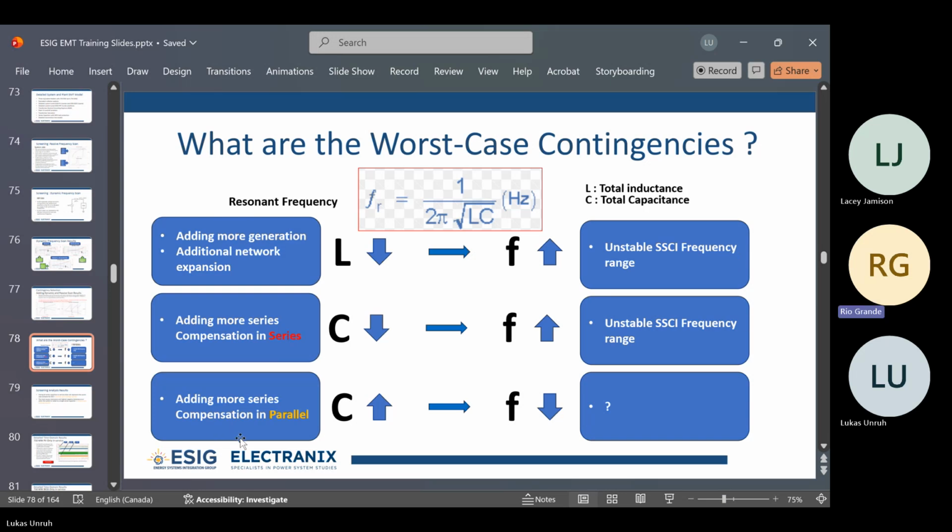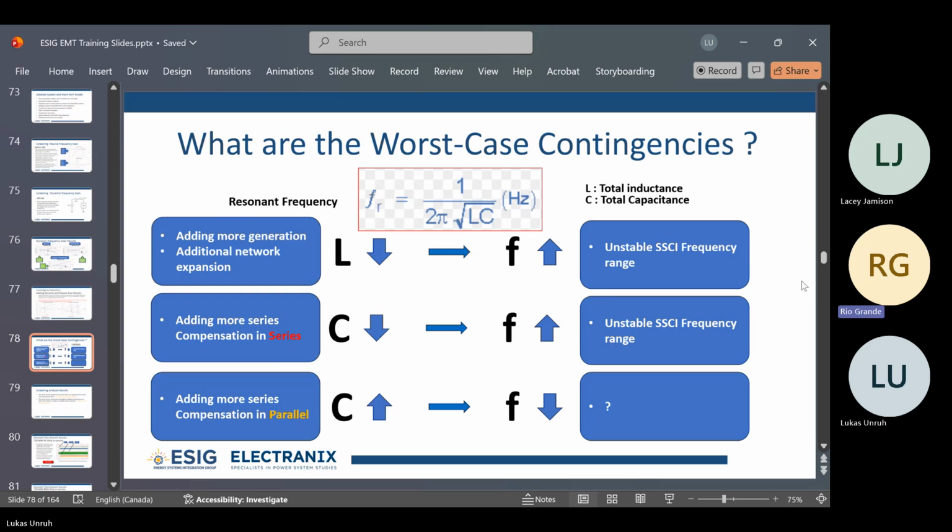And then the last one here, let's say you have two paths out of your point of interest, and they both have series caps on them. If you bypass the series cap on one of those, or let's say it's initially bypassed and then you turn it on, you're adding more compensation in parallel, which will shift the resonance downwards. So this is a bit confounding. When you look at the formulas, it's not that confusing.